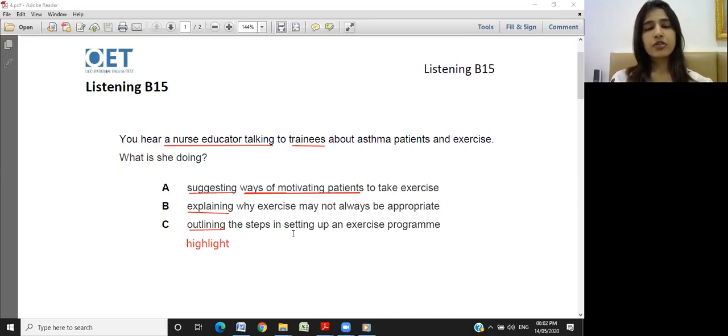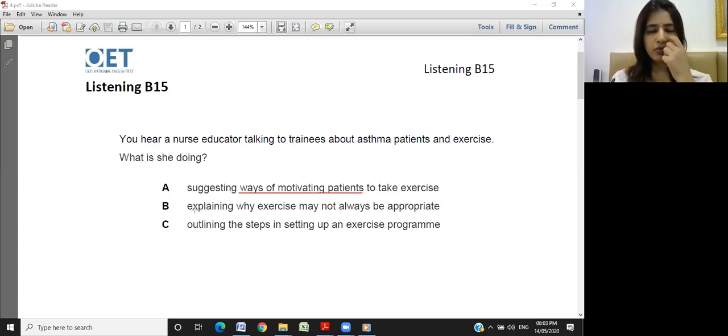Yes, right. So this is not about need to motivate. What we did in the beginning was need to motivate, how important it is to motivate. But here it is ways of motivating. So through which ways or through which techniques or tactics can you motivate your patient? So my keyword for this answer choice is ways of motivating, not just motivating. Ways of motivating patients. Okay.